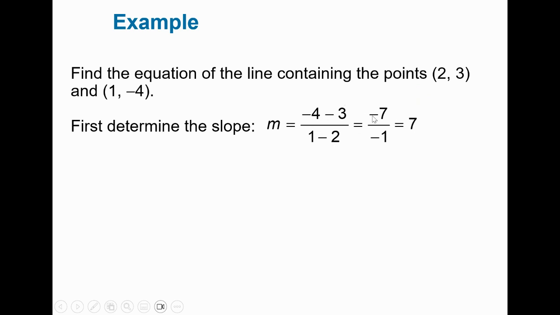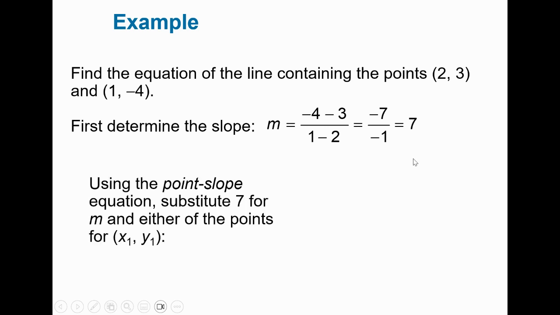All right, negative 4 minus 3 is negative 7. 1 minus 2 is negative 1. Signs are the same, so the quotient is positive. So I know my slope is 7. Now, to continue on, I could use either one of these points, the (2, 3) or the (1, negative 4). What I need to do is use either one of those points to solve for my b value, my y-intercept.